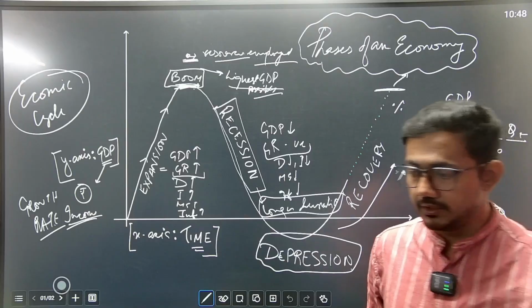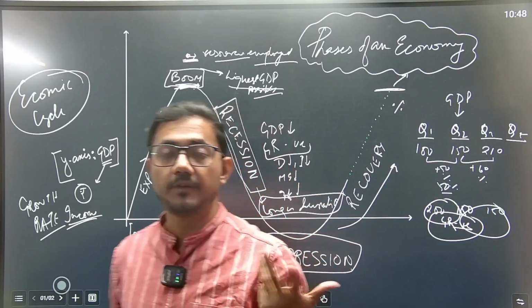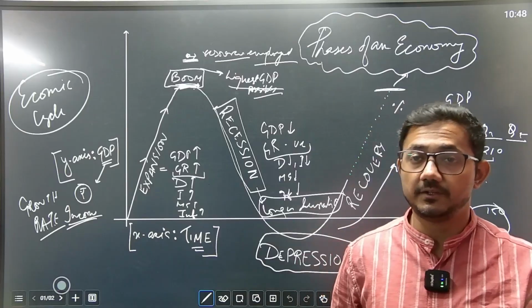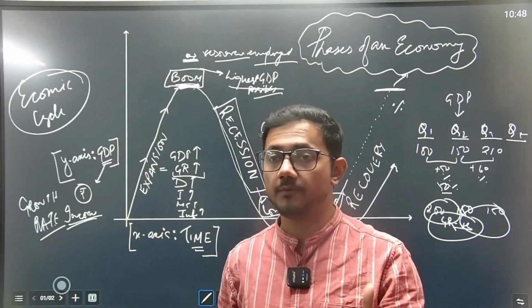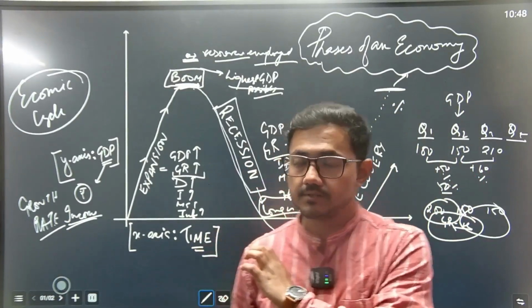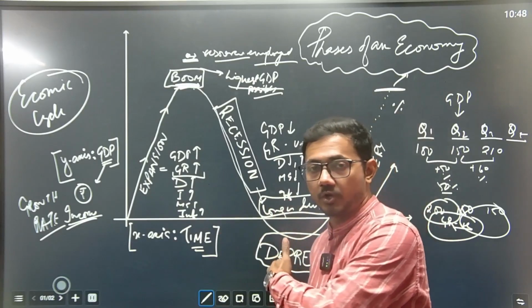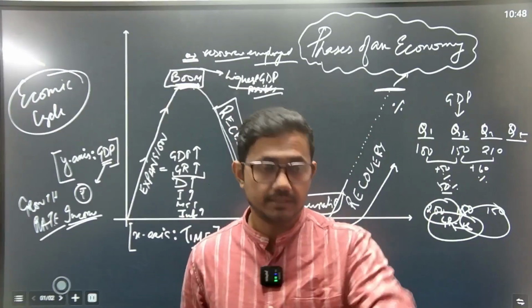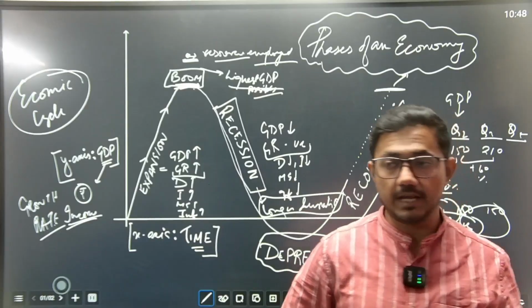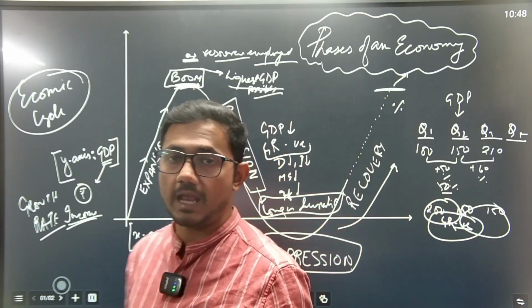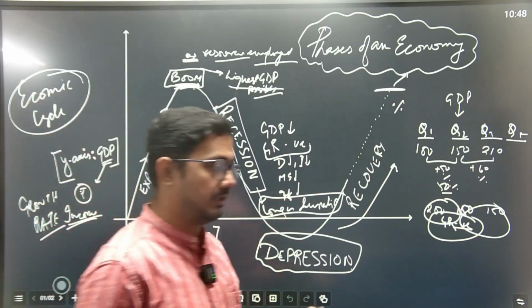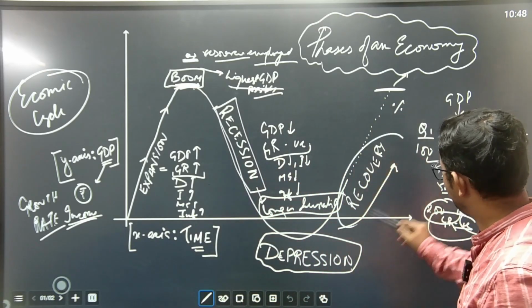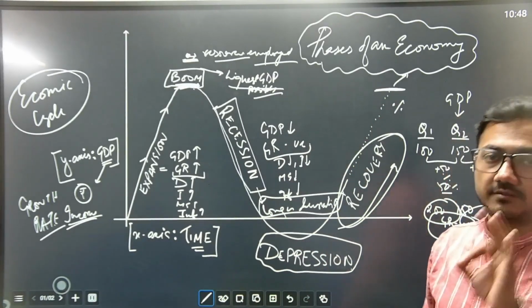All right. So in this video, we have seen the different phases of an economy. In the next video, we will see the different types of recovery. There we will see K-type recovery, V-shaped recovery, L-shaped recovery, W-shaped recovery. What are those? That will be focused only on this particular phase, recovery.